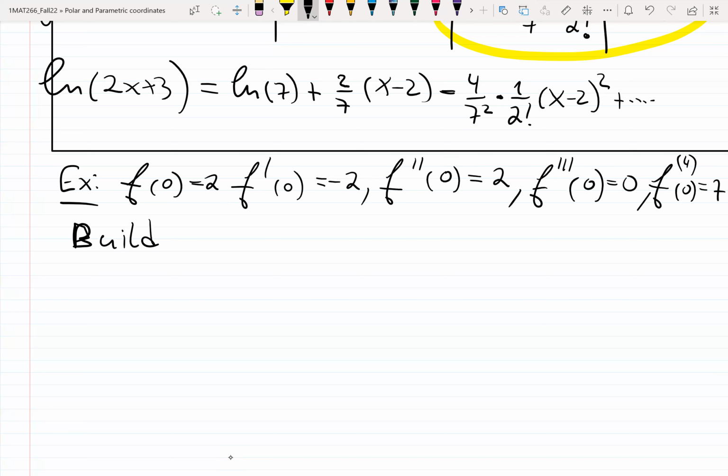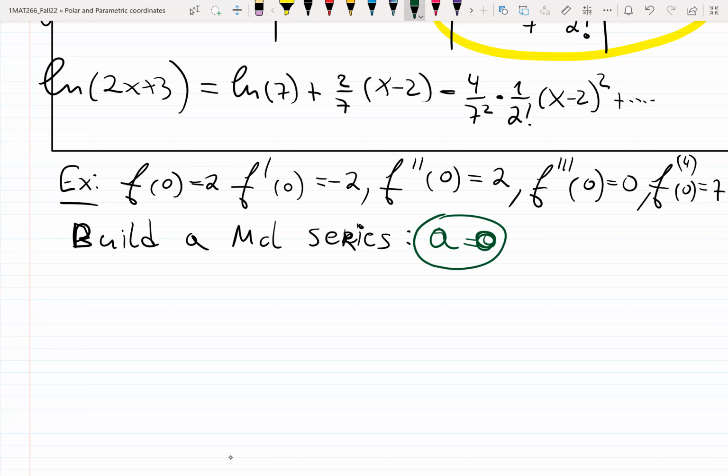Build the Maclaurin series. MCL is Maclaurin, sometimes written MACL. A Maclaurin series by definition means a is 0, so that's why they never mention it. A Maclaurin series is a Taylor series at center 0, the same formula, just a is 0.